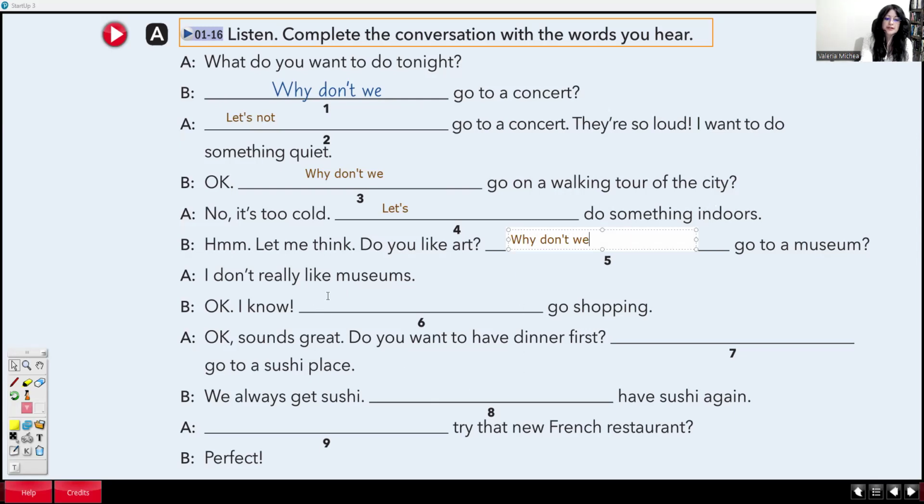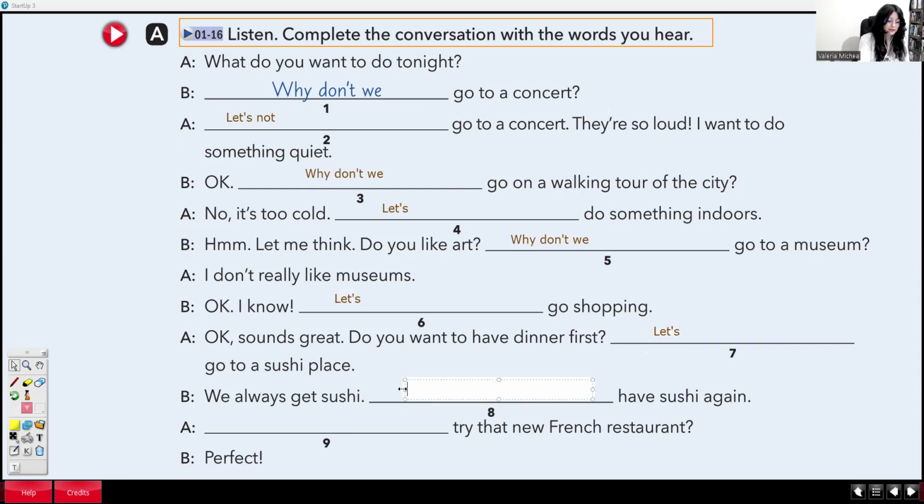So what do we have on number 6? Let's go. Let's go shopping. Very easy, easy peasy. Let's go shopping. And that sounds great. But what do we have on number 7? In this case, we have let's again. We don't have why don't we. We have let's. Let's go to a sushi place. And they say, we always get sushi.